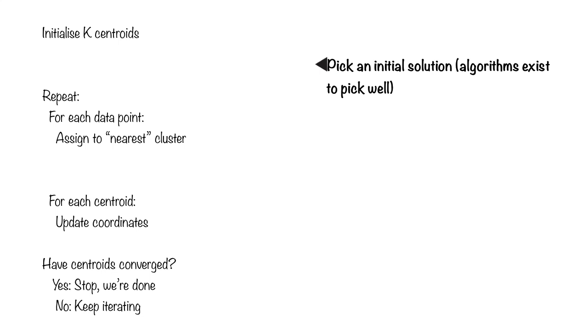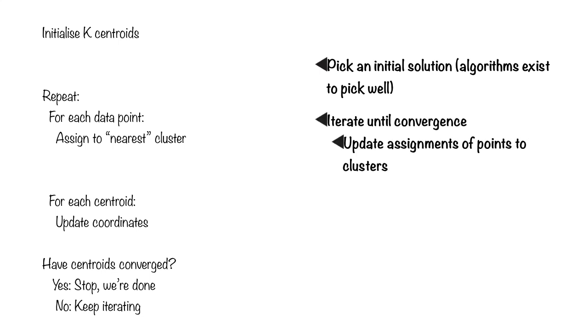We have to start somewhere, so we have some initial solution. Let's say we want to divide our data into k groups. We pick k cluster centers, and there are algorithms which exist which help you pick well. You have to examine your data properly as well. Then for each data point, you'll assign that point to the nearest cluster. And this is the step that you perform over and over again. This is the iterative step.